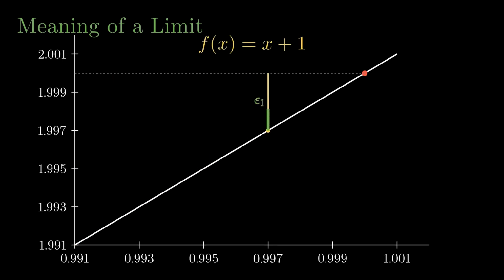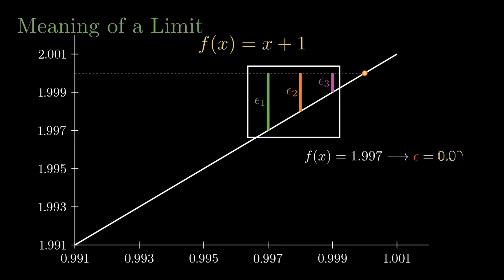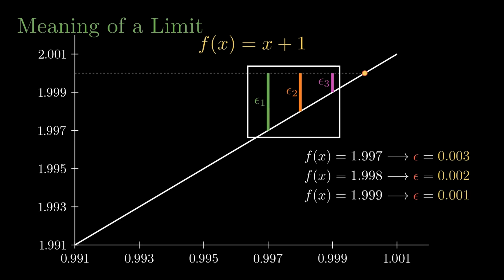So, let's look at limits from a more practical standpoint. Let's consider the function f(x) equals x plus 1, as x approaches 1 and f(x) approaches 2. For instance, let's pick 3 test values. If f(x) reaches 1.997, its distance from the limit is 0.003. If f(x) reaches 1.998, the distance drops to 0.002. If f(x) reaches 1.999, the distance is just 0.001. Yet, these values are still far too coarse to discuss a rigorous limit.